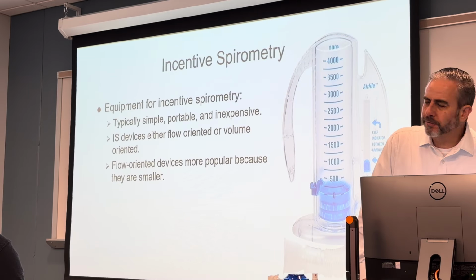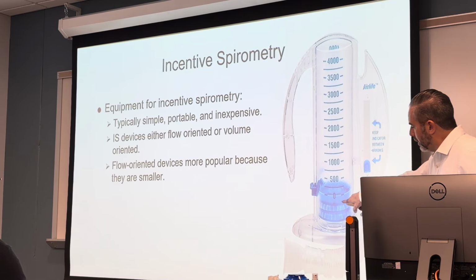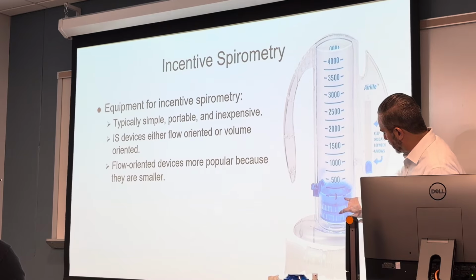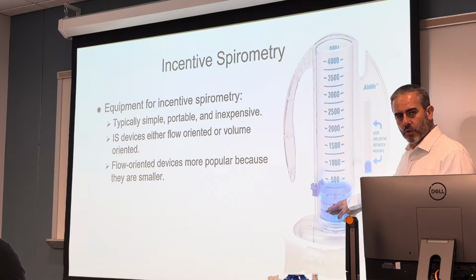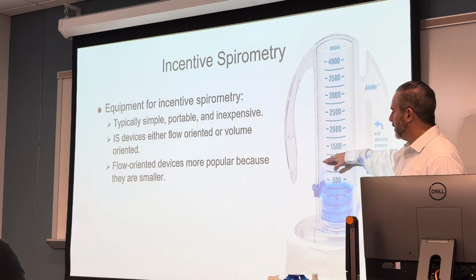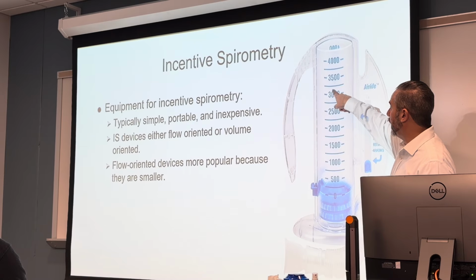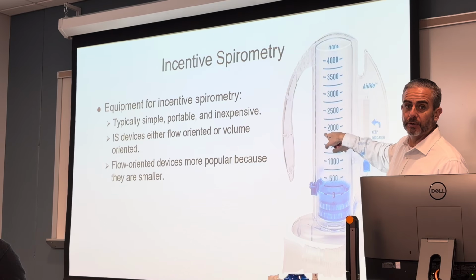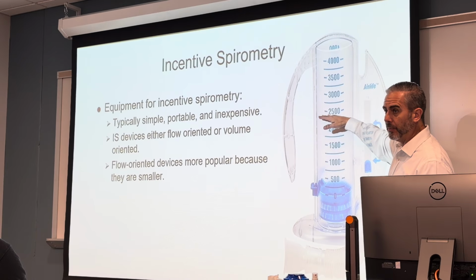They make them either flow or volume oriented, although the flow oriented ones are more typical. What you're going to see on it, in this particular picture, is a blue piston at the bottom. When the patient inspires deeply, this piston will rise in this larger chamber, showing us how much volume the patient was able to pull. When they exhale, this will fall back down.